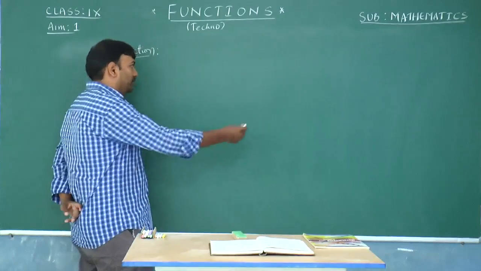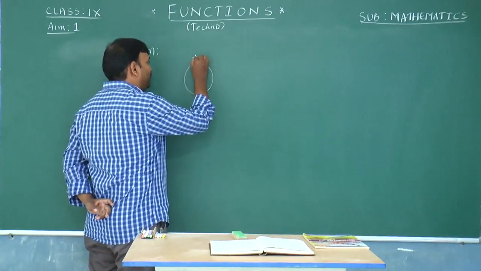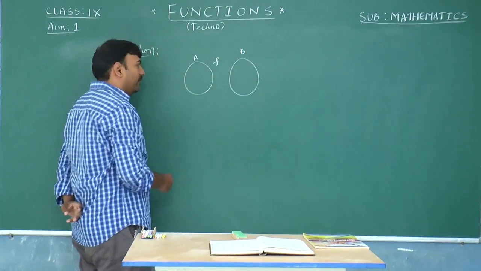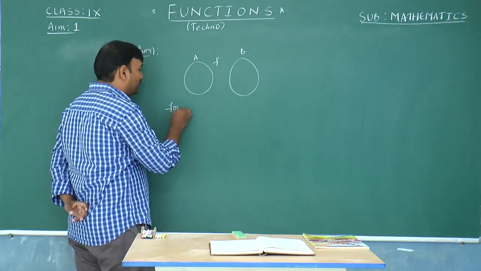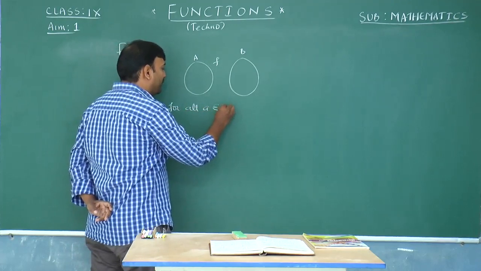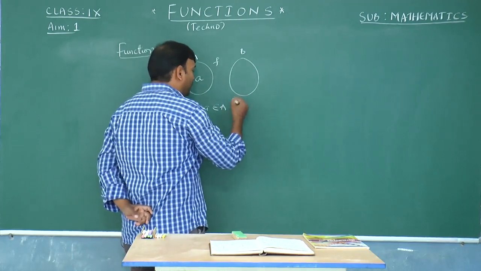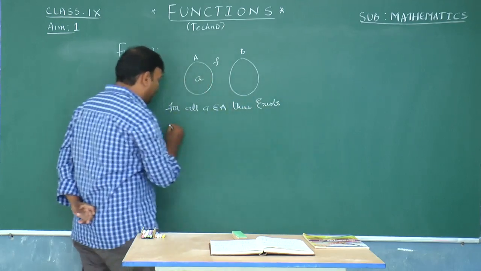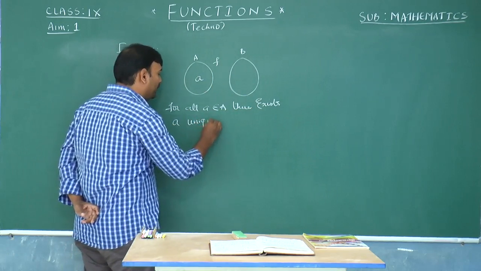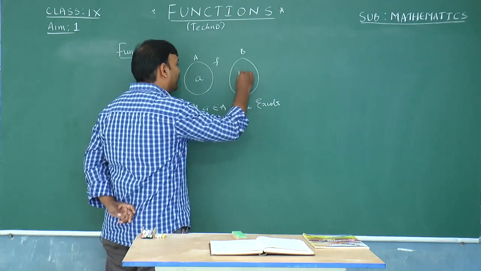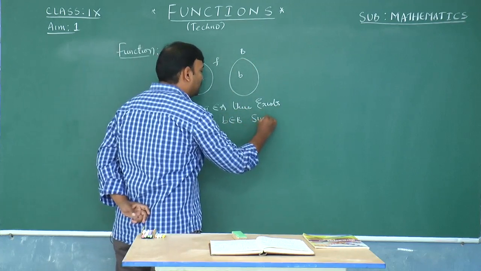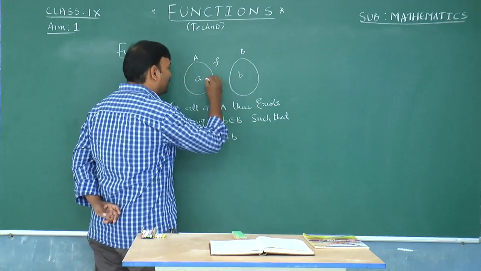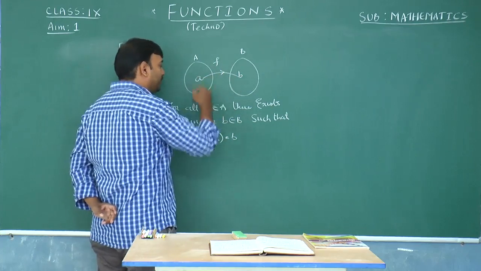As per the definition of function, a relation from set A to set B is said to be a function if for all a belongs to A, there exists a unique b belongs to B such that f of a is equal to b. Such that f of a is equal to b, that means b is the image of a.